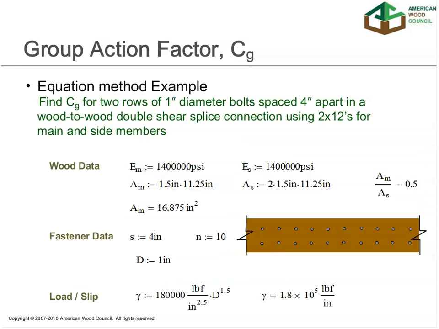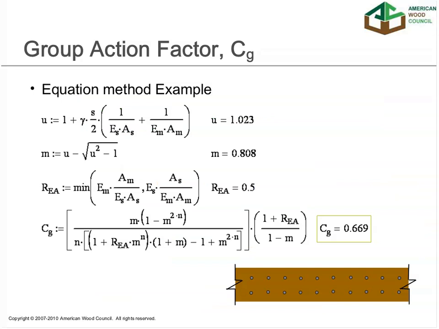So let's look at an example. Let's say we have two rows of 1-inch diameter bolts spaced 4 inches apart, wood to wood double shear splice connection with 2x12s. You see that the stiffness of the main and the side member is 1.4 million psi, and then we show the various main and side member cross-sectional areas, which are also used in the equation. Again, I won't bore you going through each and every one of these steps, but you can look at that on your own. You calculate the various parts of the equation, come up with a result of 0.669 for a group action factor. That would then be applied to the cumulative Z values that you calculate from the individual bolt equations.